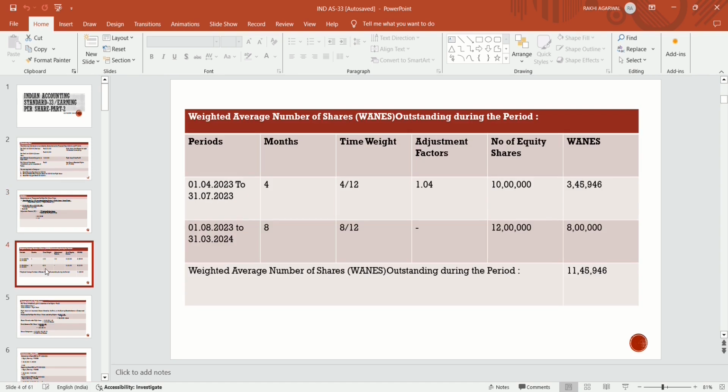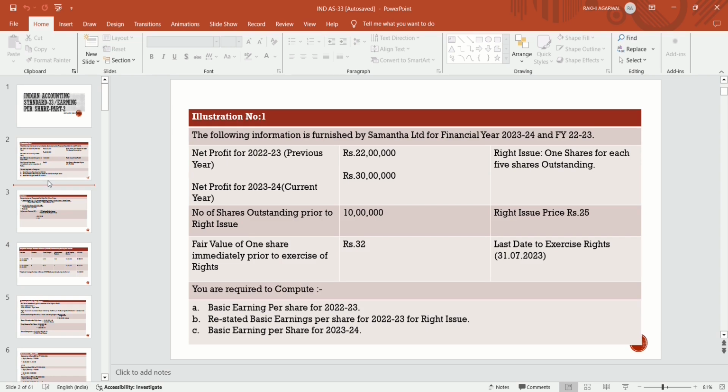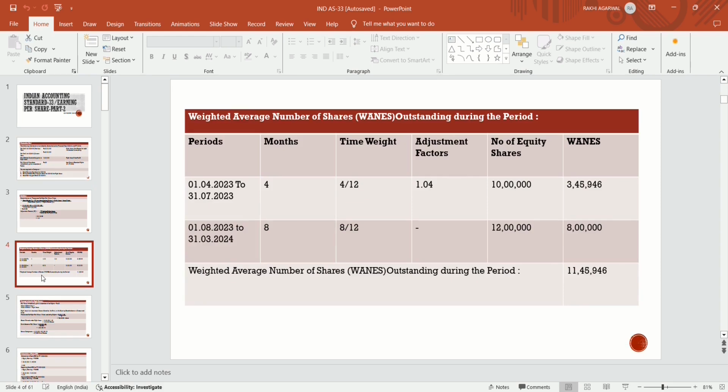Now we have to calculate the weighted average number of shares outstanding during the period from 1st April 2023 to 31st July 2023, because the last date to exercise the right is 31st July 2023. April, May, June, July, 4 months, time weighted is 4 divided by 12. Adjustment factor, that is bonus component, is 1.04. Number of equity shares is 10 lakhs. So 10 lakhs into 4 divided by 12 into 1.04 becomes 3,45,946.